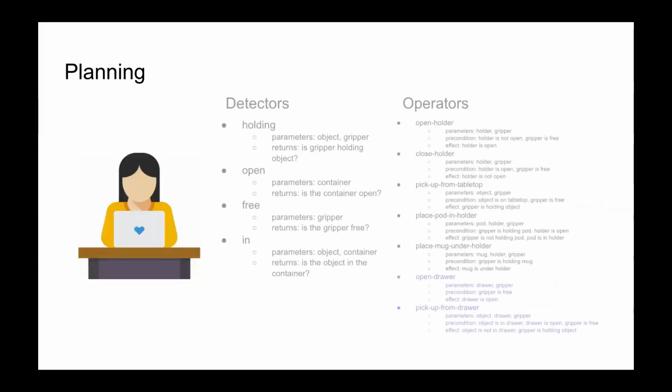And then what we can do in this case is add more work for the human engineer. Tell her to add the missing operators to the robot's knowledge base to actually enable the robot to then interact with the drawer object. In this case, we add the open drawer operator and the pickup from drawer operator. These two operators would enable the robot to then open the drawer and pick up the coffee pot from inside the drawer. So that's one option.